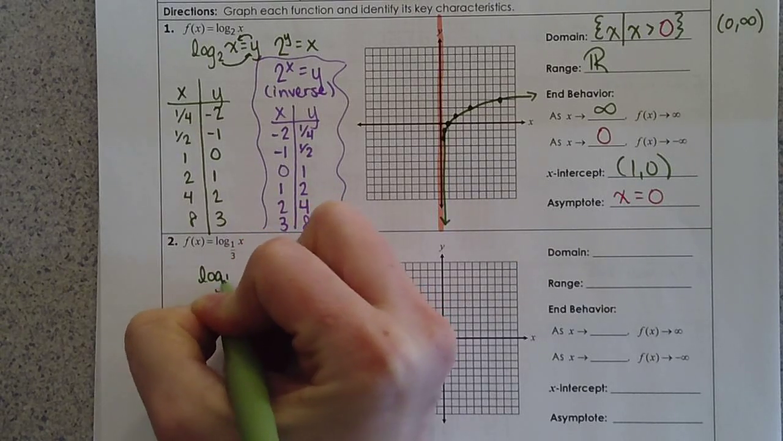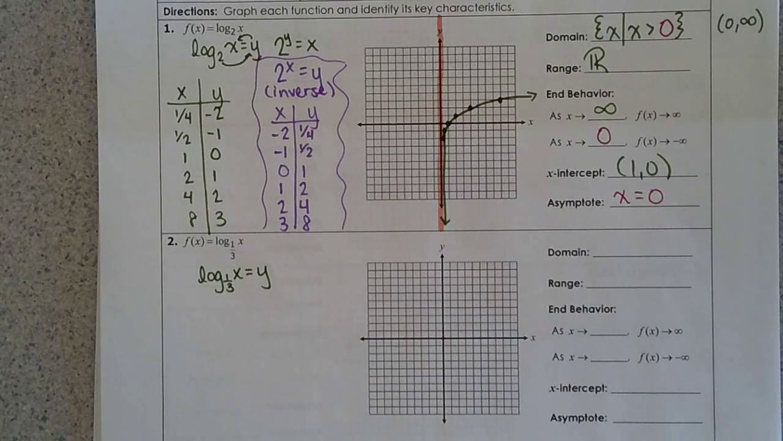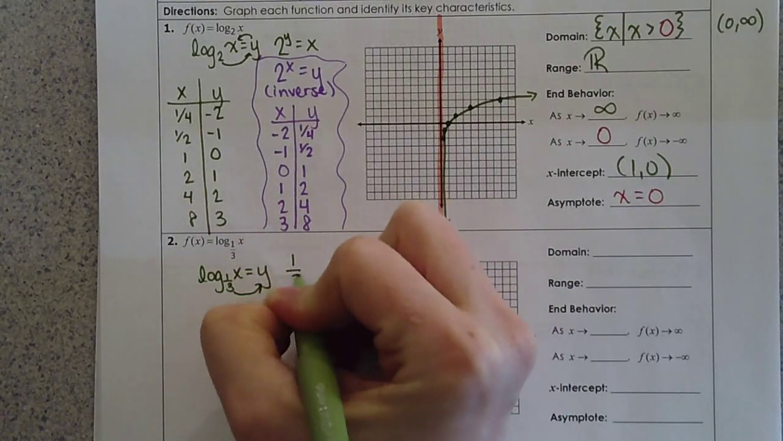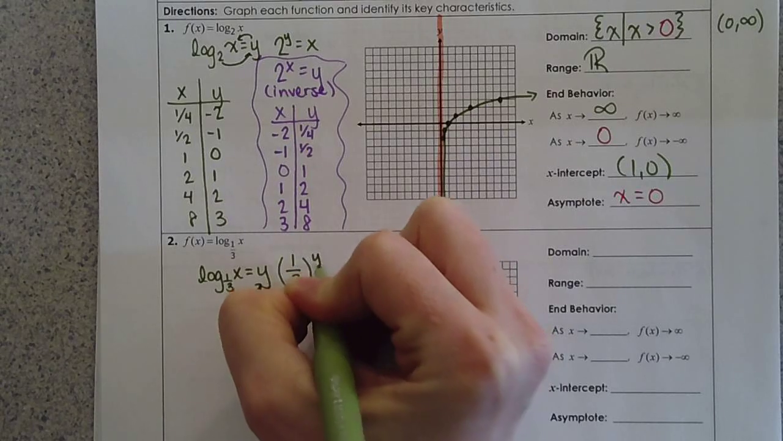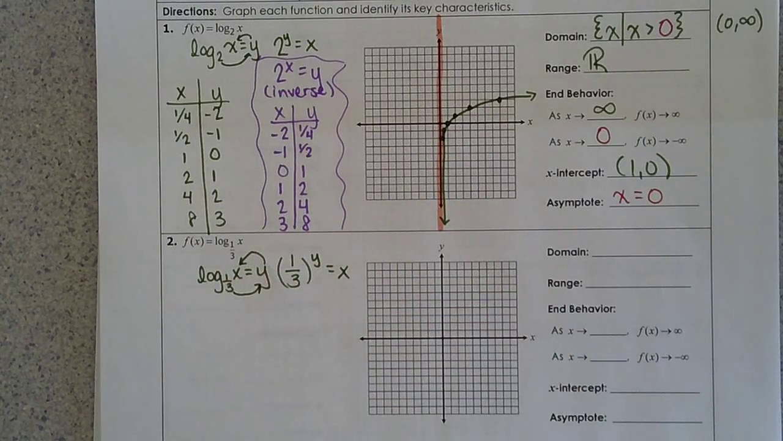Log base 1/3 of x equals y. And the only reason I do this is because it's easier to see where I should roll it if I write it in this order. So now I'm going to rewrite it as 1/3 to the y equals x. And now I'm going to invert it.